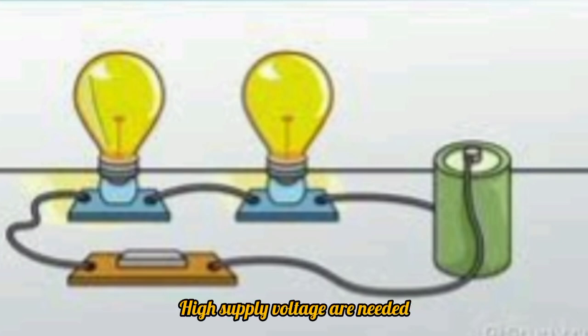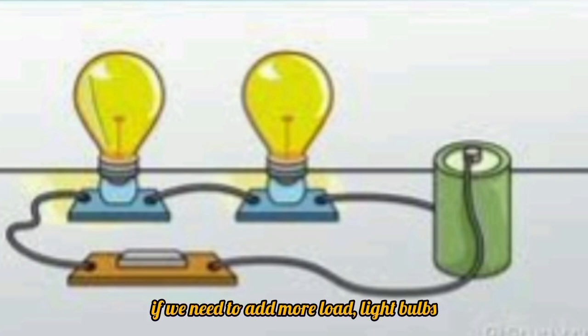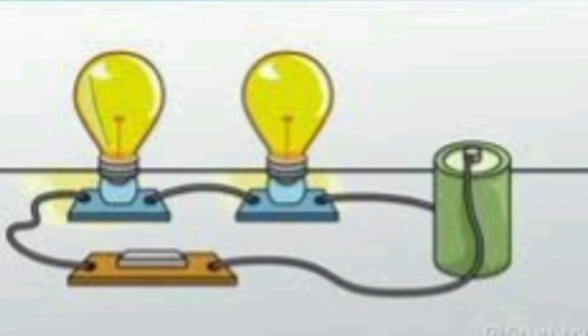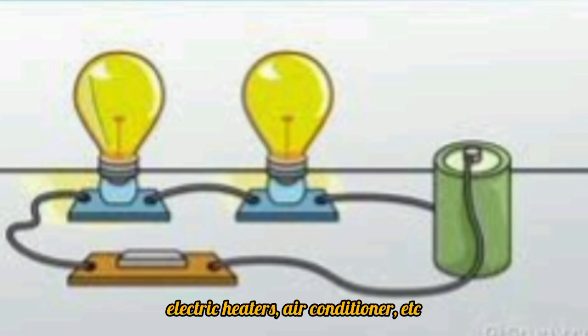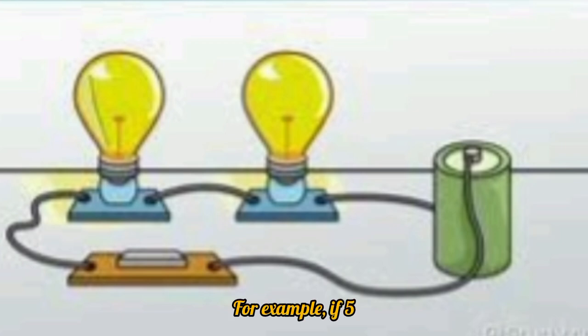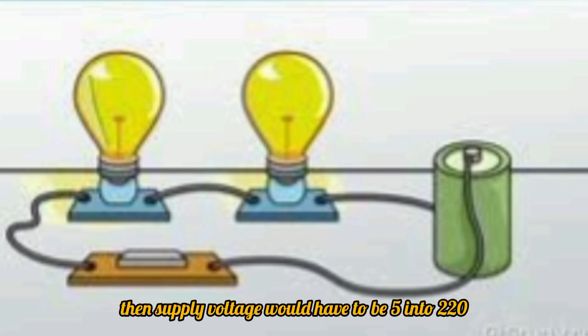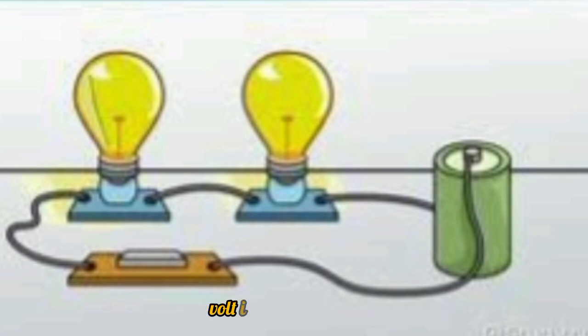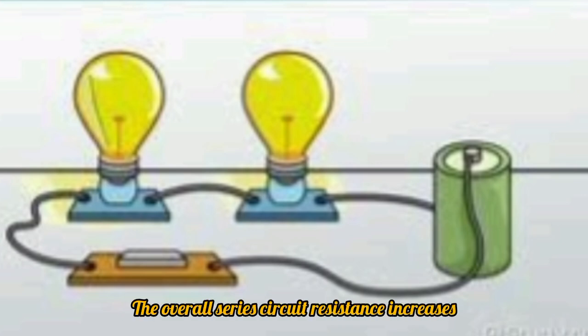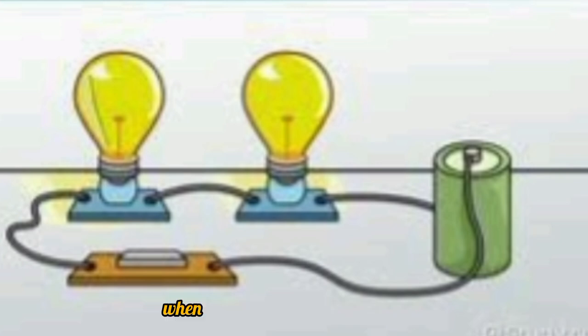A high supply voltage is needed if we need to add more loads, light bulbs, electric heaters, air conditioners, etc. in the series circuit. For example, if 5 220-volt lamps are to be connected in series, then the supply voltage would have to be 5 × 220 volts, which is equal to 1.1 kV. The overall series circuit resistance increases and current decreases when more load is added to the circuit.